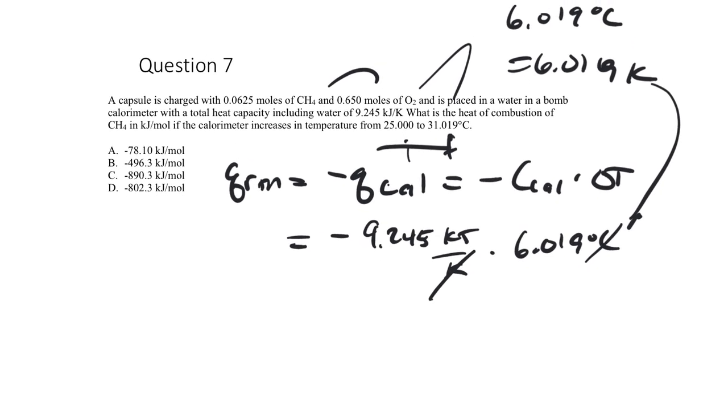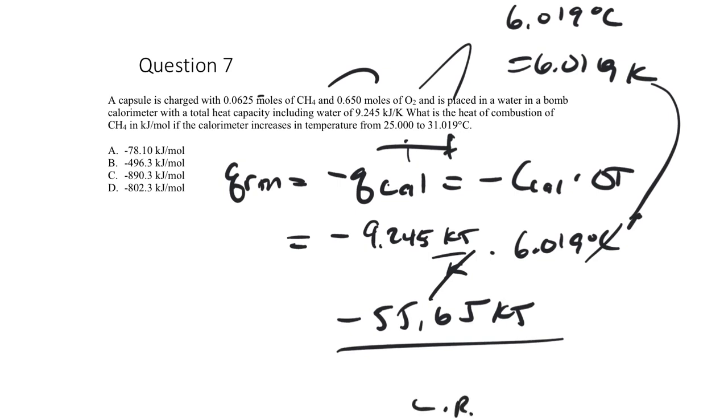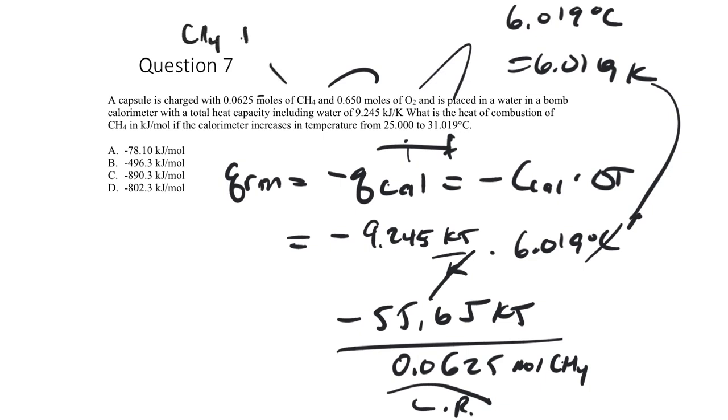That's fine. And so the reaction occurring in the calorimeter has a delta H, or a Q reaction, of negative 55.65. And then we just have to divide by the limiting reactant. So we put the limiting reactant, which is the 0.0625 moles of CH4. If we're not sure, we're just looking at the combustion reaction that takes place in the calorimeter.